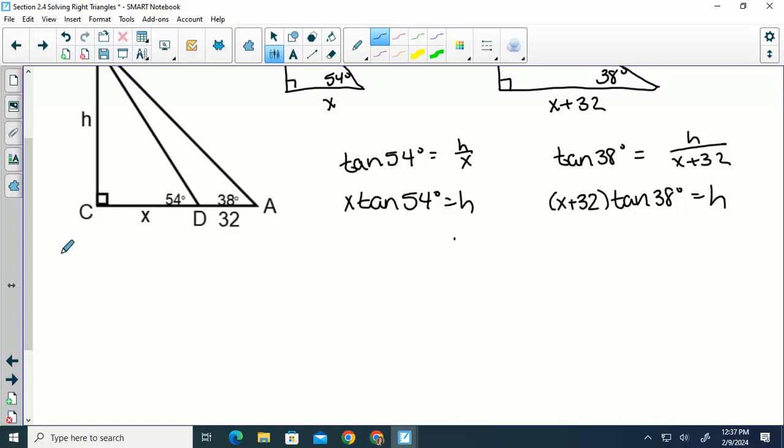Both of these things are equal to h, which means we can substitute. They are equal to each other. Okay, so I could say x times the tangent of 54 degrees equals, could I go ahead and distribute and make this x tangent of 38 degrees plus 32 tangent of 38 degrees? And even when we're multiplying, the angle never changes, so it just turns into a coefficient.